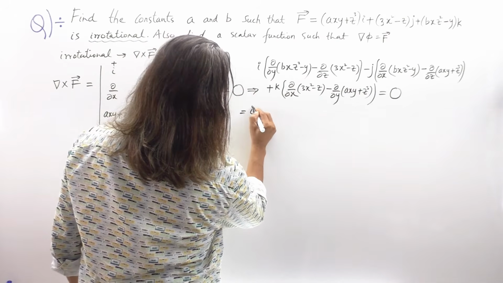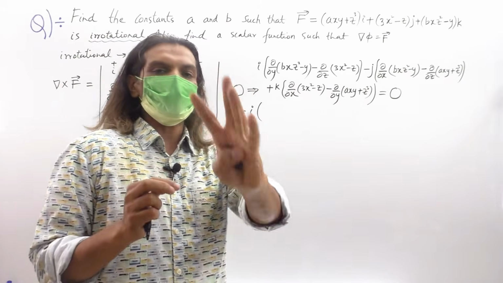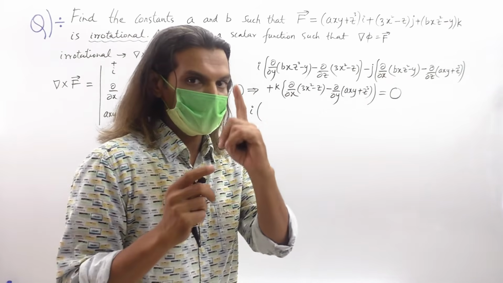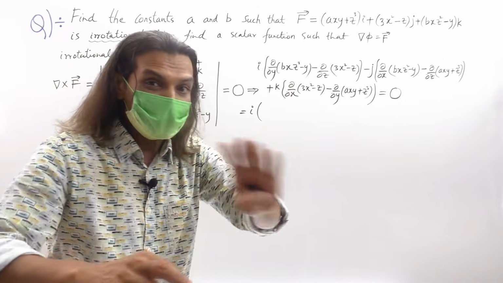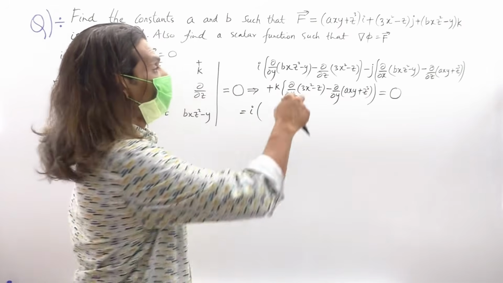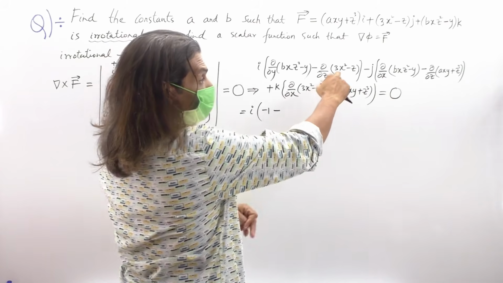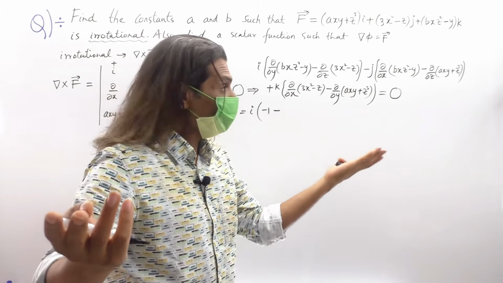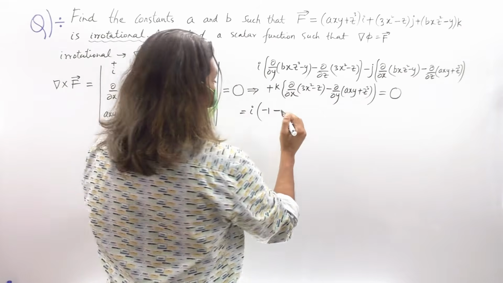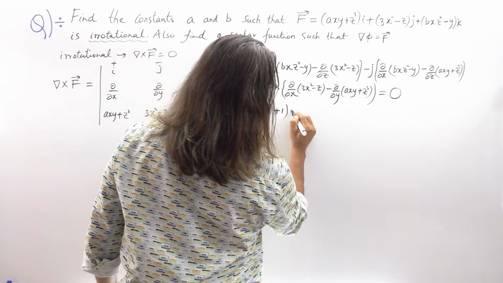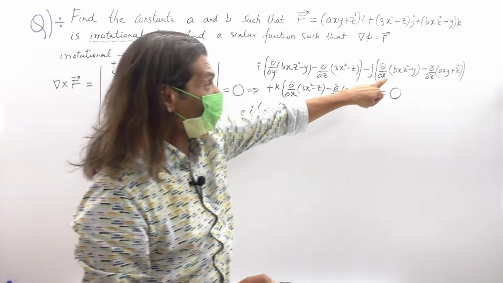It is equal to i into, see, ∂/∂y means we are partially differentiating here with respect to only y. bxz², no y term, so 0, differentiation of a constant is 0, minus differentiation of y is minus 1, minus ∂/∂z, again 3x², no z terms, differentiation of minus z is minus 1, so minus minus becomes plus 1, minus j into ∂/∂x.